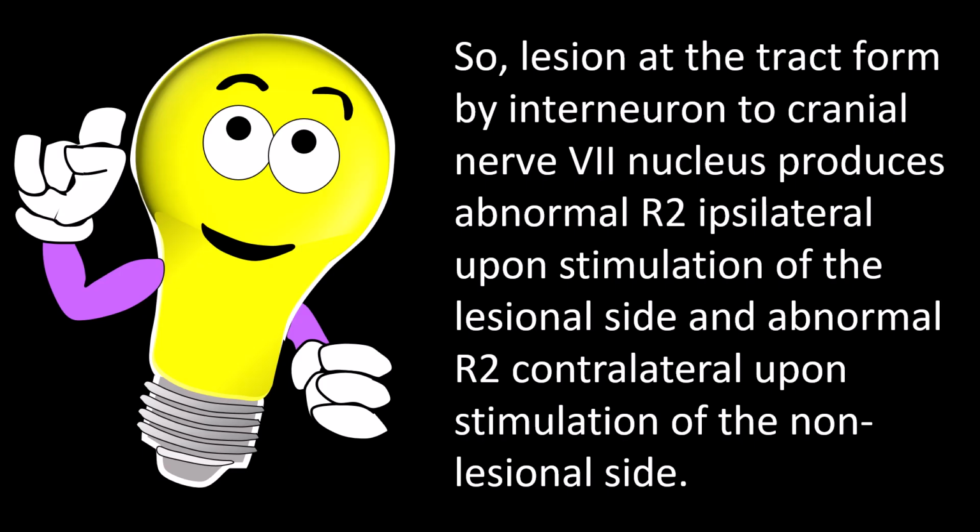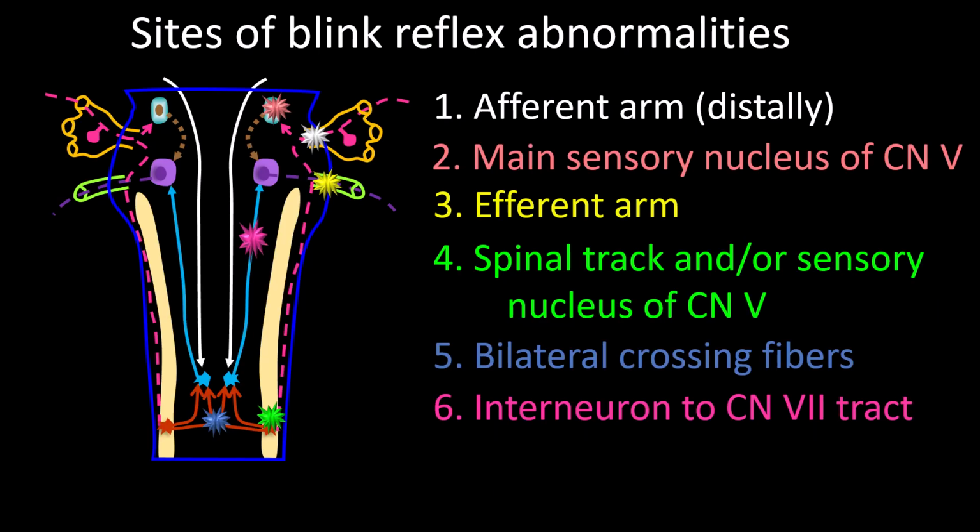So lesions at the tract from the interneurons to cranial nerve 7 nucleus produce abnormal R2 ipsilateral upon stimulation of the lesional side and abnormal R2 contralateral upon stimulation of the non-lesional side. We have now finished looking at the blink reflex study patterns produced by current interrupting or slowing pathologies at all the sites of the blink reflex pathways.